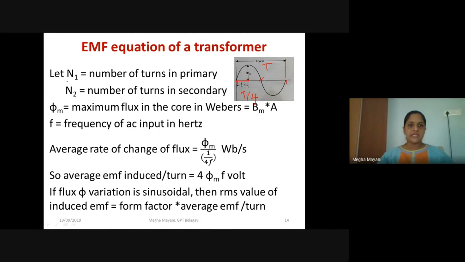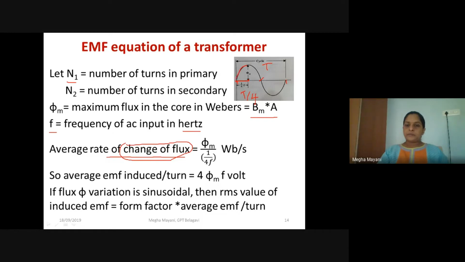Now if we consider N1 to be the number of turns in the primary and N2 as the number of turns in secondary, then the maximum flux linked in the core, if you represent in Webers, it will be given by magnetic field multiplied by the area. So that I have taken Bm multiplied by A. Now if f represents the frequency of the applied AC input in hertz, then what is the average rate of change of flux?